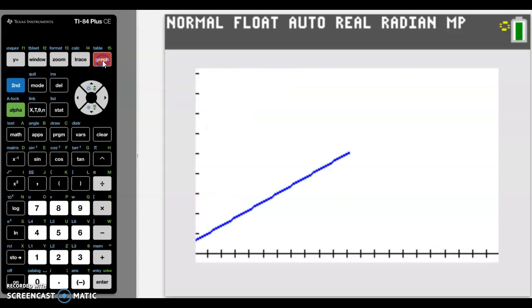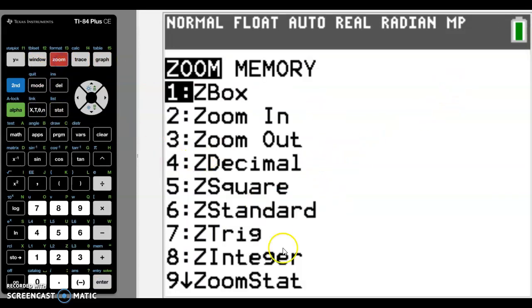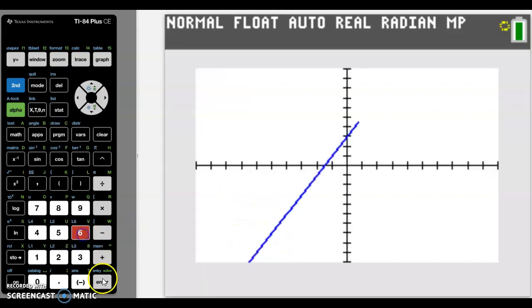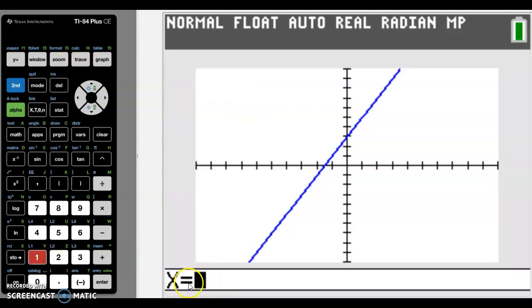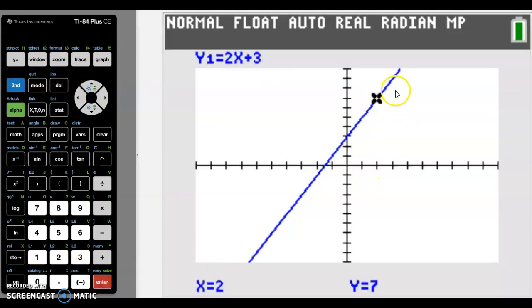And if we go graph, we can see the lines here. The window's not perfect, so if I go zoom standard, which will give me a minus 10 to 10 window in both axes, then we can see that there's the straight line, just like in the example. We can equally find the value, so it does ask us for the value when x is 2. So we can go second calc value, and you see down the bottom when x is 2, we can get the answer, which is 7. Gives us a nice marker there too.